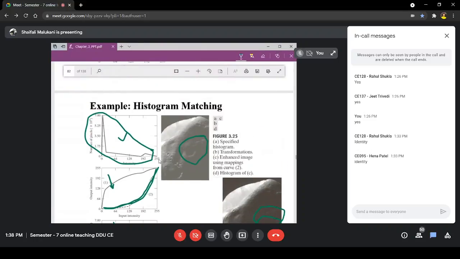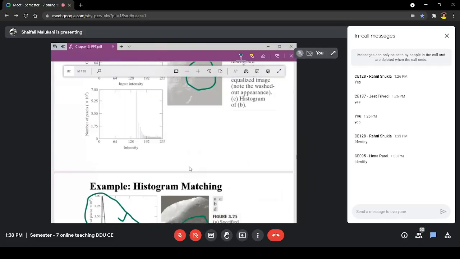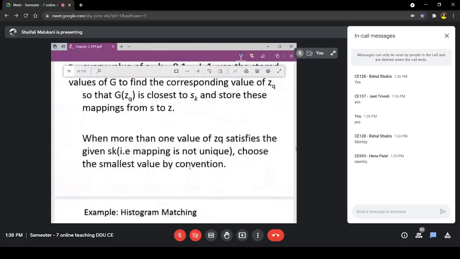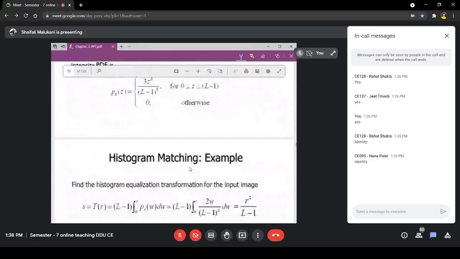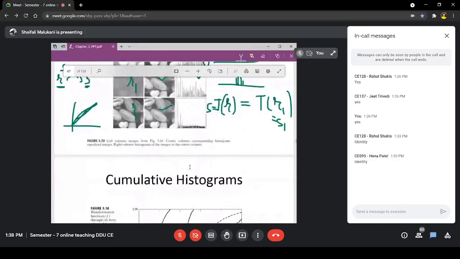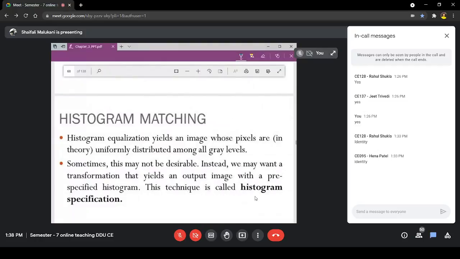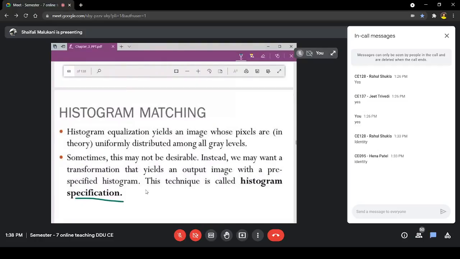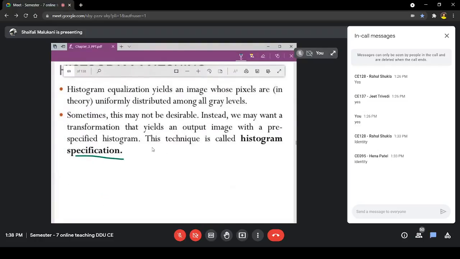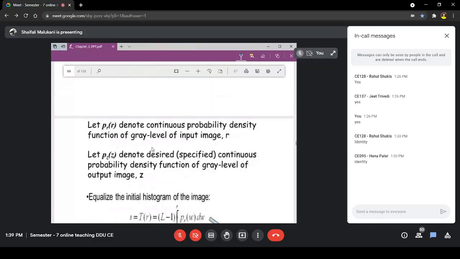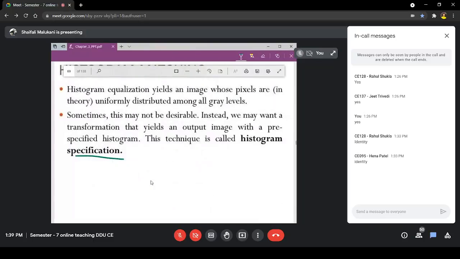Okay, so what was our requirement? That our histogram should get matched with the one that we specify, and that operation is known as histogram matching or histogram specification. What we do is transform our image in such a way that the histogram of the transformed image will match with the histogram that we specify. Okay, so what is the procedure for that? How will we do that? The procedure includes certain steps.